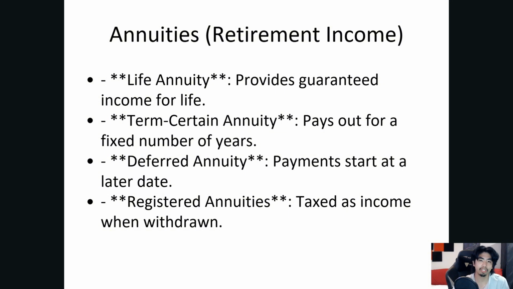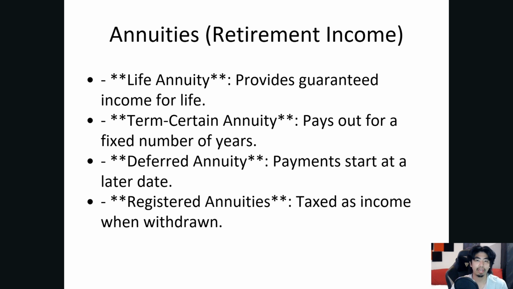Next, we have annuities, which is just the retirement income for Canada. What this essentially is that you're giving money for the company to invest, and then they pay you back gradually, just not all in one. So the first one that we have here is the life annuity. So for the rest of your life, it gives you an income that is guaranteed. And then the term one is if you just want it for a certain amount of years.